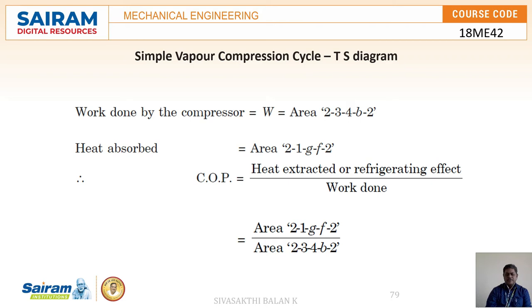We know that COP is defined as the ratio between the refrigerating effect, or heat extracted from the surroundings or the system where we want to maintain the temperature at that particular level, to the work done on the system. We can graphically represent the heat extracted in the TS diagram as the area covered by the surface 2, 1, G, F and 2. The work done we can represent by the area of the surface 2, 3, 4, B and 2.